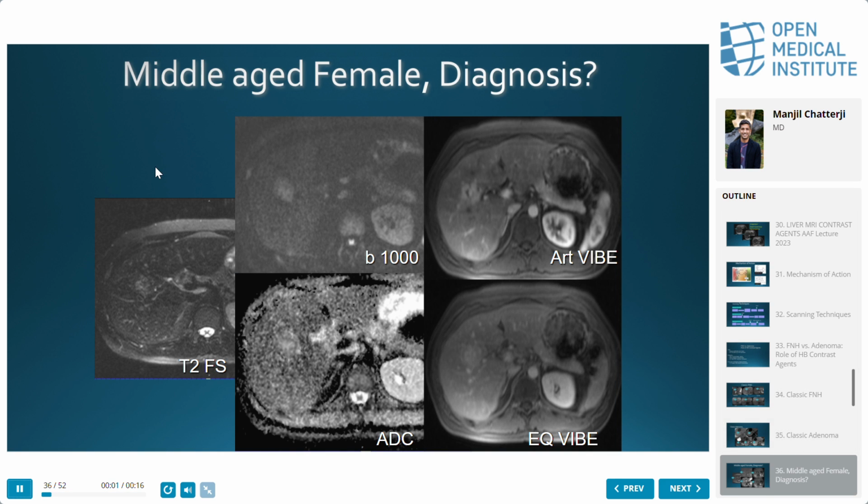Here's another beautiful case. This is a case with the T2 hyperintense mass here. You can see it on diffusion, on an ADC, arterially really enhancing, and on VIBE kind of blends imperceptibly. Can't really tell for sure what this one is. The scar is maybe, but not great.